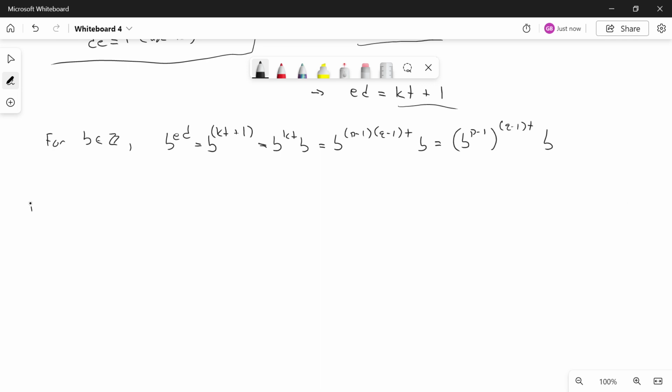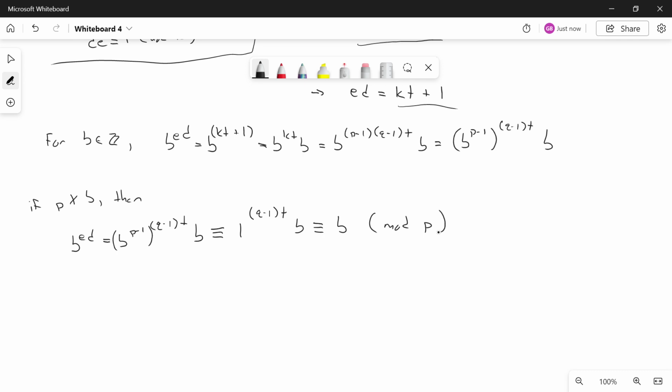So if P does not divide B, then from Fermat's little theorem, this tells me that B raised to the power P minus 1 is congruent to 1 mod P. So I could rewrite B to the ED, which is equal to B to the P minus 1, Q minus 1, T times B, which is congruent to 1 to the Q minus 1 T, times B, which, if we raise 1 to whatever power we want, is still 1, so this is just B mod P.